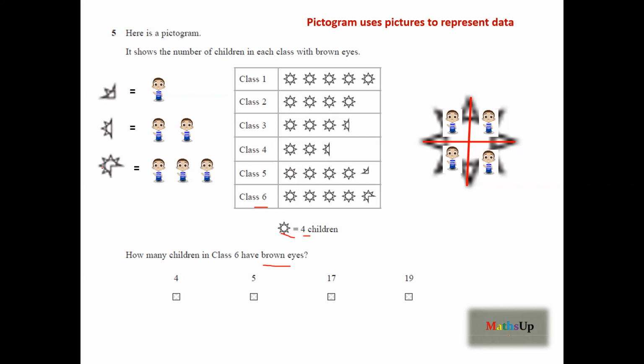Right now we will see in class 6 how many children have brown eyes. So you have to add 4 plus 4 plus 4 plus 4 plus 3. The answer is 19.